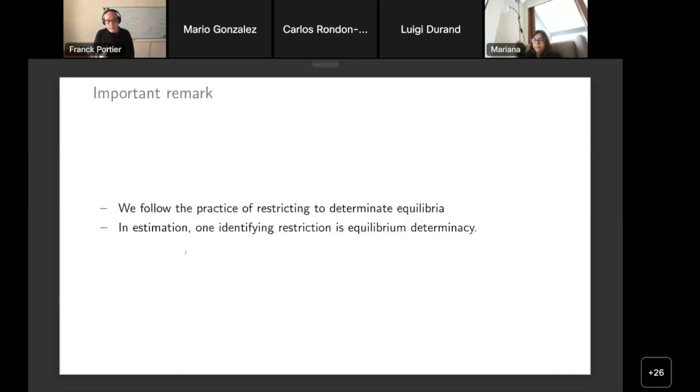An important remark in what we will do: we will follow the practice of restricting models and parameters to those producing determinate equilibrium. Some people don't do that, but there are very few who haven't done that in the past, so we're just following the practice. What it means is that when we estimate, one of the identifying restrictions in estimation is that the economy is determinate. I can come back to that if you have any questions, but that's what we do.